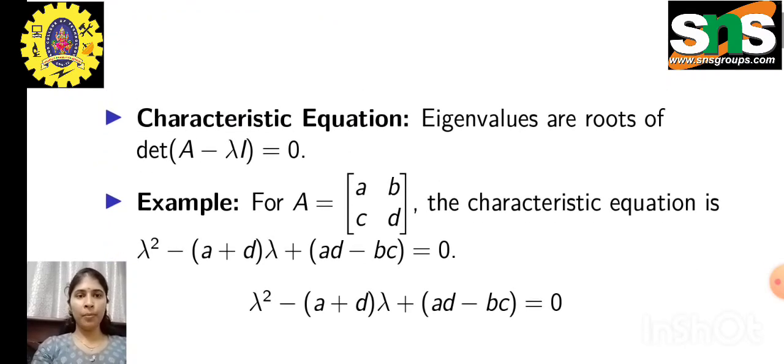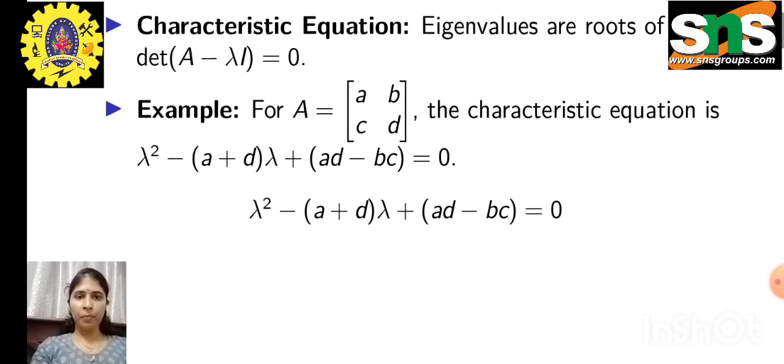Next is finding of the eigenvalue. As we have seen already, the characteristic equation is framed from the matrix by subtracting lambda from A. So determinant of A minus lambda I equal to 0 is the characteristic equation. For example, if we have a matrix A equal to [a, b; c, d], then A minus lambda I is [a minus lambda, b; c, d minus lambda]. On taking the determinant of that matrix, we get lambda square minus (a plus d) lambda plus (ad minus bc) equal to 0, which is the characteristic equation of the given matrix.